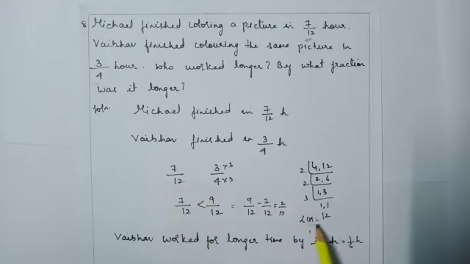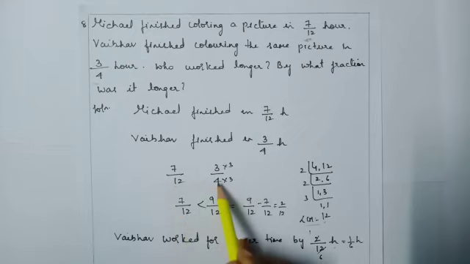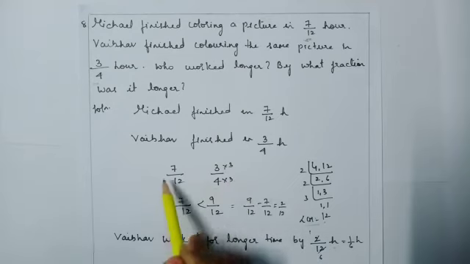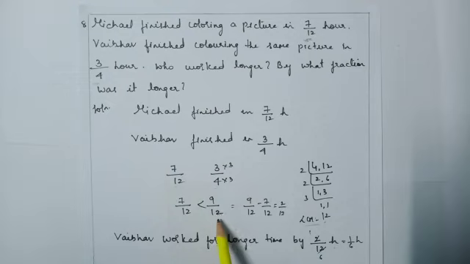I'll find the LCM, that is 12. So 7 by 12 I'll keep as it is because already the denominator is 12. For the second fraction, 4 3s it will be 12, so same into 3 in the numerator also. So in the next step I'll get 7 by 12 and 9 by 12. Naturally 9 by 12 is the greater fraction, that is Vaiba worked for longer time. If you subtract 7 by 12 from 9 by 12, you will get 2 by 12. If you cancel it out, you will get 1 by 6. That is, Vaiba worked for longer time by 1 by 6 hours.